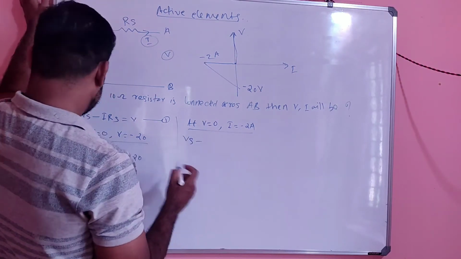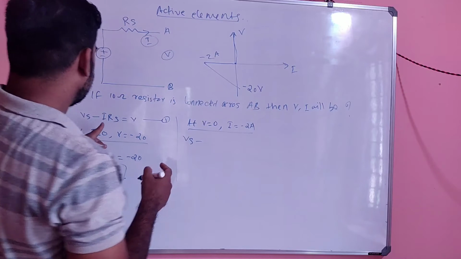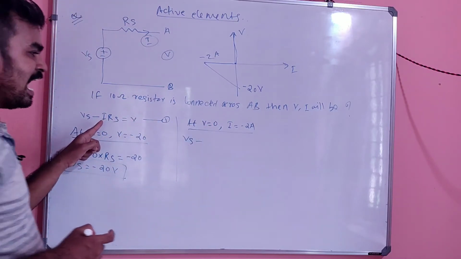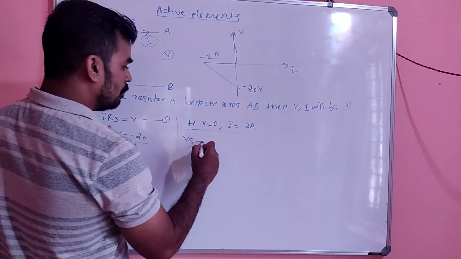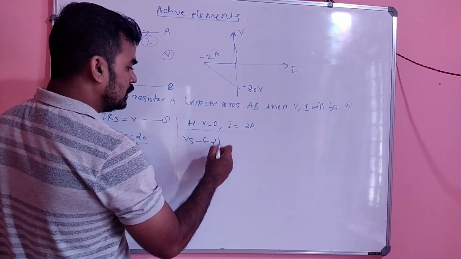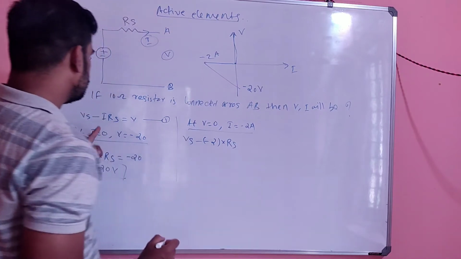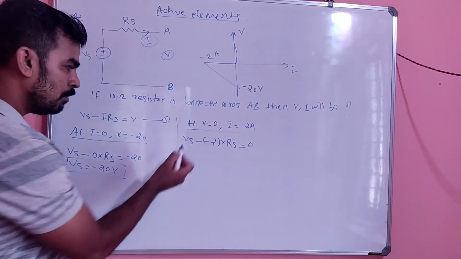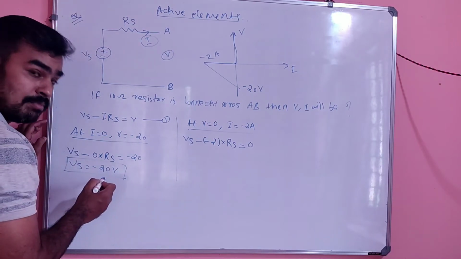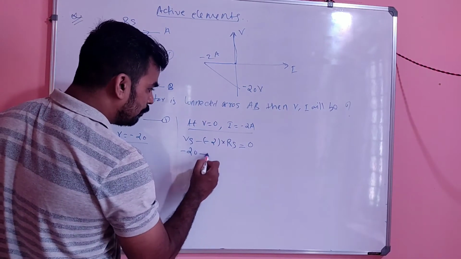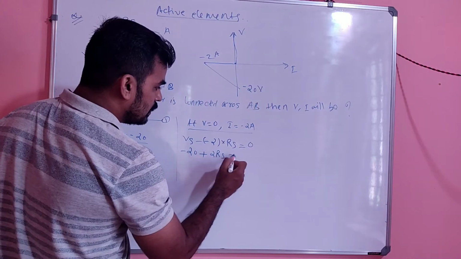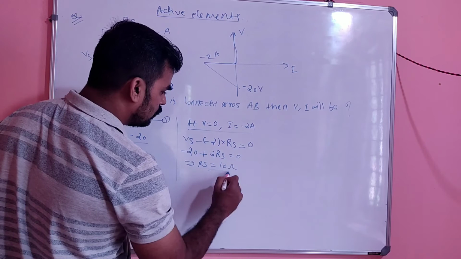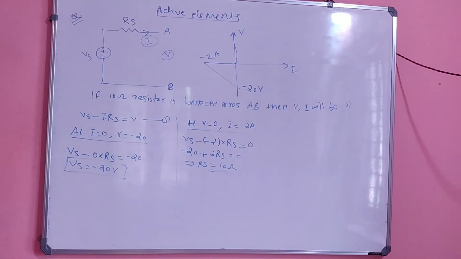So applying this condition in equation number 1, Vs minus I into Rs, where I is minus 2, so minus 2 into Rs equal to 0, since the voltage is 0. We already know the value of Vs, which is minus 20. So minus 20 plus 2 Rs equal to 0, so that Rs will be equal to 10 ohm.